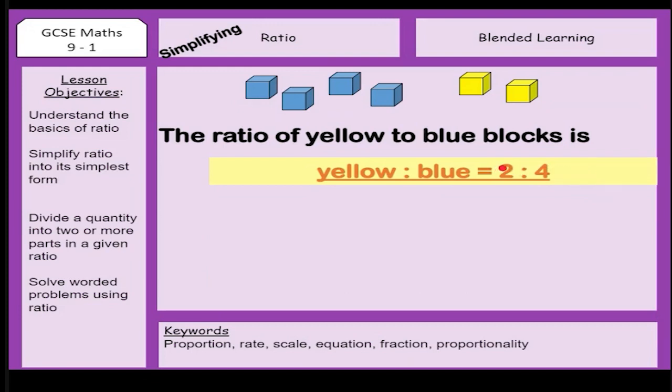So, what number will go into 2 and 4 exactly? 2. 2 will go into 2 once, 2 will go into 4 twice. Or another way of doing it is saying, well, 2 divided by 2 is 1.